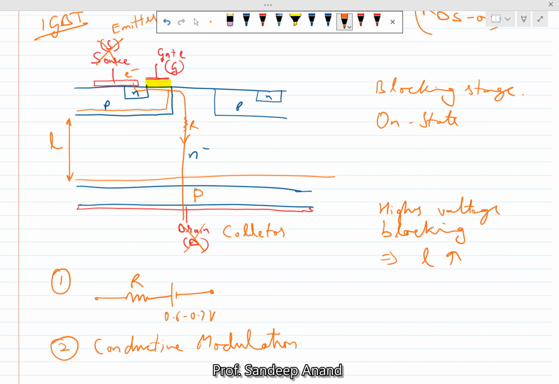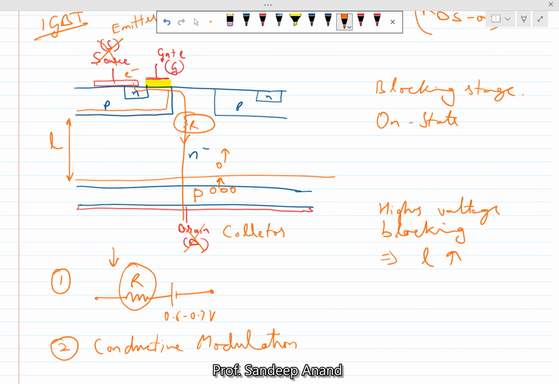So what conductivity modulation does is, when this device is conducting, some of the holes from this P region enter the N minus region, and these holes also contribute to the conductivity, and these reduce the resistance of this channel. So effectively the resistance of this channel, which is R, reduces as compared to the original resistance because of the presence of extra holes.